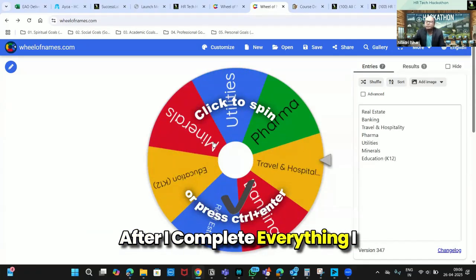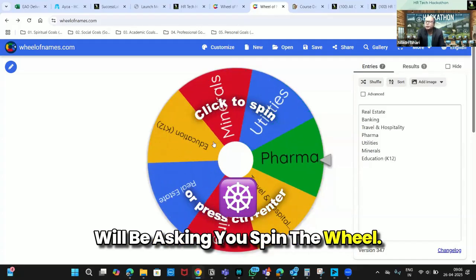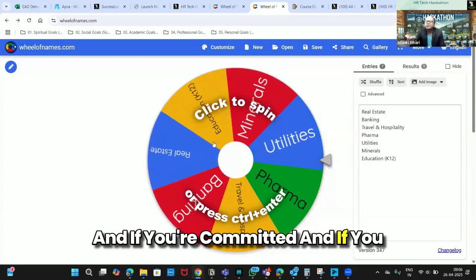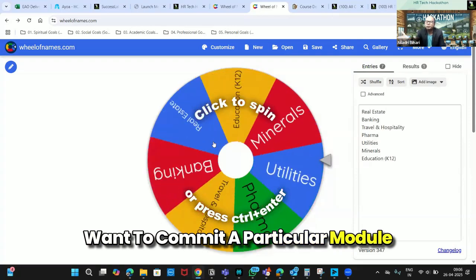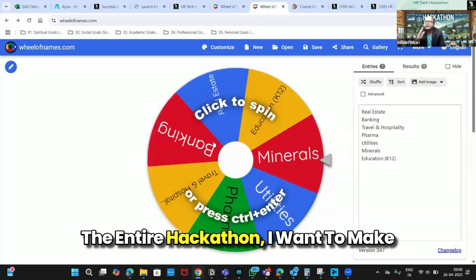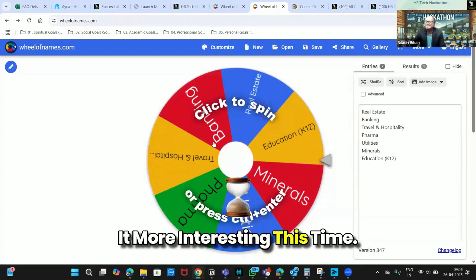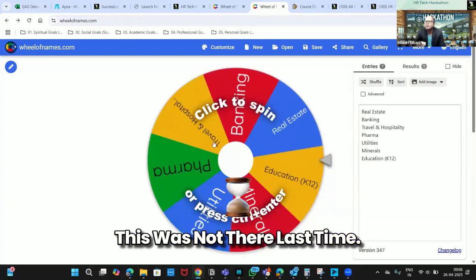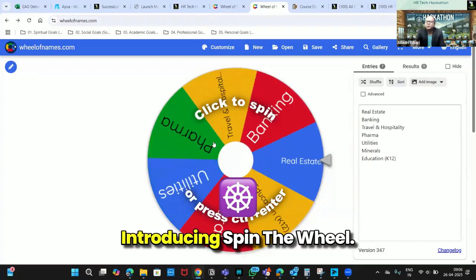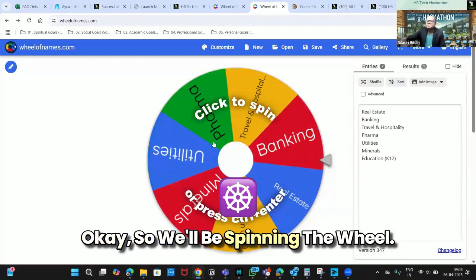After I complete everything, I will ask you to spin the wheel, if you are committed, and if you want to commit to a particular module and complete the entire hackathon. I want to make it more interesting this time. This was not there last time. So in this hackathon, we are introducing spin the wheel. So we'll be spinning the wheel.